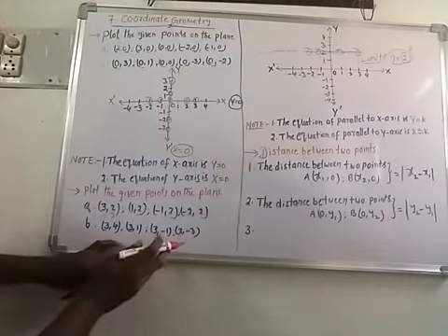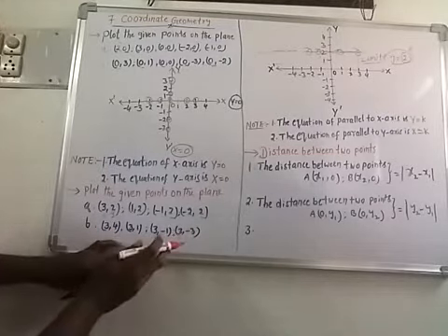How much distance from the y-axis? 3 units. And here you observe which coordinates are constant. X coordinates are constant. So x is equal to 3. x is equal to 3. So x is equal to 3 is parallel to the y-axis.